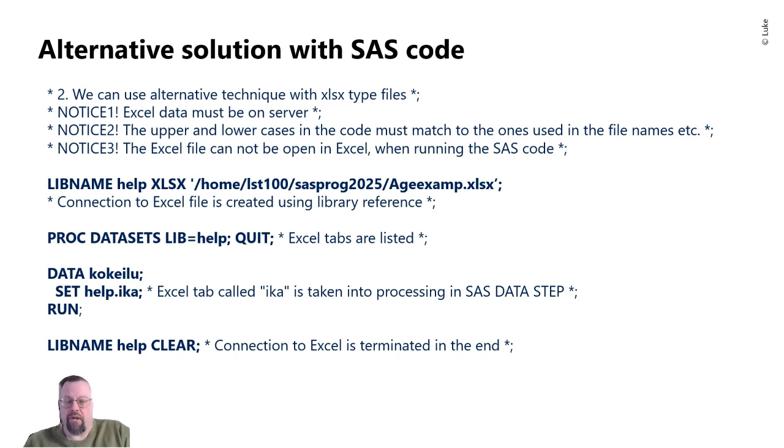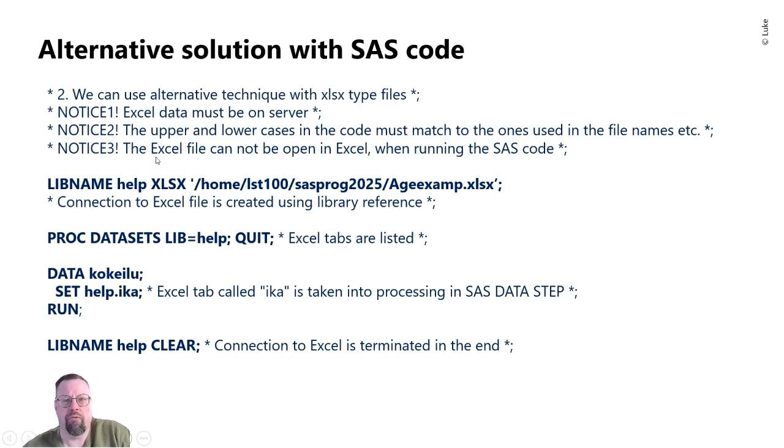There are actually several things to notice. First one is that the Excel data we are accessing this way must be on the server if we are using a server version of SAS. Another thing to notice is that the upper and lower cases in the code must match the ones used in the file names. So here we have to be careful that the upper and lower cases are matching with the actual file name.